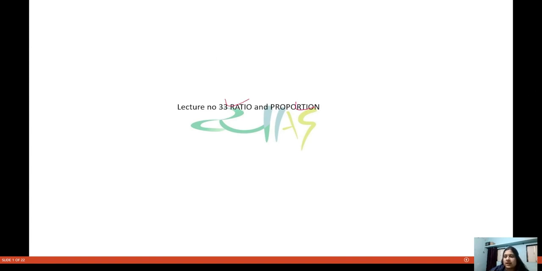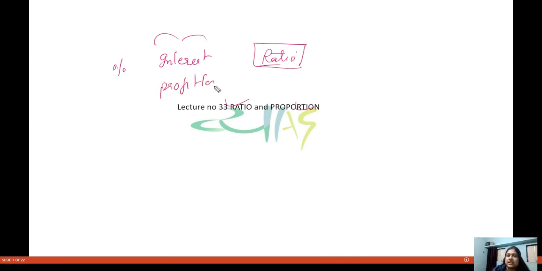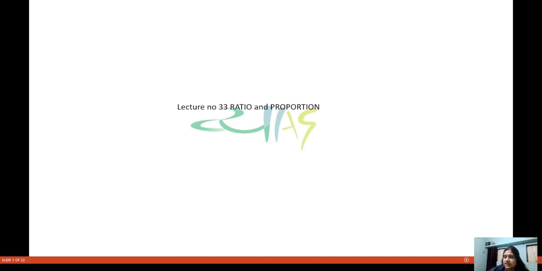So let us start with this. Now, what is ratio and proportion? Let's try to understand this. From the past two periods, we were doing percentages and interest, and we have done profit and loss. Now the progression goes to ratio and proportion. When we study ratio and proportion, we even study percentages very well. So let us start with this.